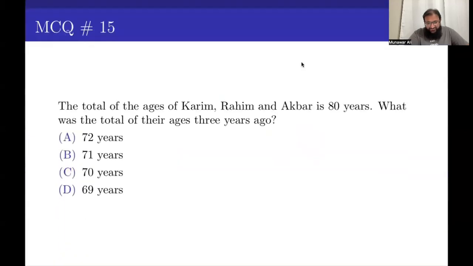Okay, so number 15 is a very simple question. It's simply a high school question which says that the total of ages of three people, Kareem, Rahim, and Akbar, is 80 years. So this is the sum of the ages of all the three people. What was the total of their ages 3 years ago? So simply 3 years ago. So we have 80 years now. 3 years ago means we have to subtract three times, which gives us 80 minus 9, 71. So the sum of their ages 3 years ago was 71 years. So the correct option is B.